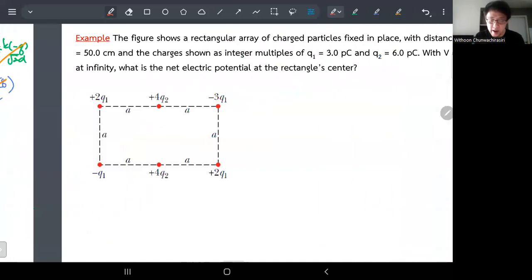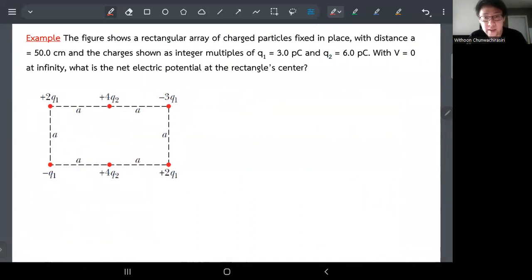Try again. All right, now your arrangement can be as weird as you like. Doesn't really matter. The only thing you need to do is just do the kQ over r. If you did have this one, you have a rectangular array of charged particles fixed in place. The distance is 50 centimeters. That's the value of a. Charges are shown as integer multiples of q1 and q2, which are different values of q, so that's fine. Take V to be 0 at infinity as usual, so that means it's good for us to use kQ over r. What is the net electric potential at the rectangle's center? So it's almost the same as the previous one, but with different geometry.